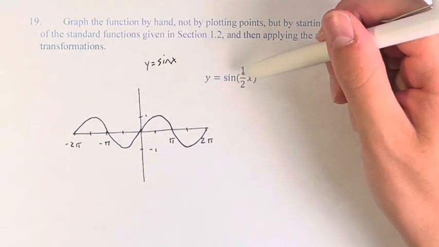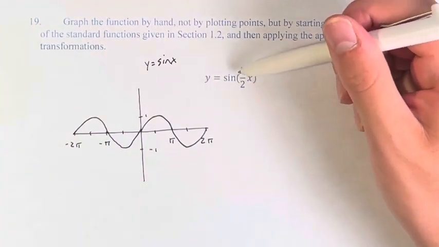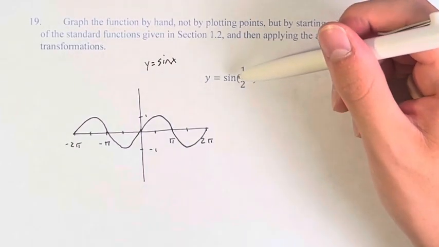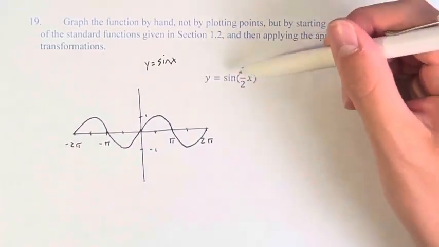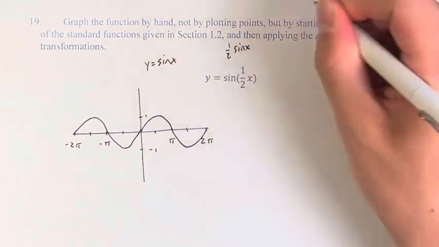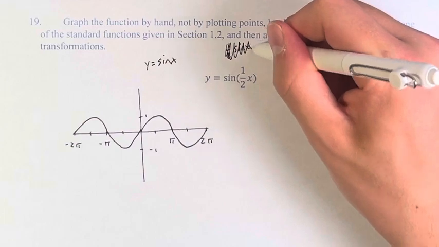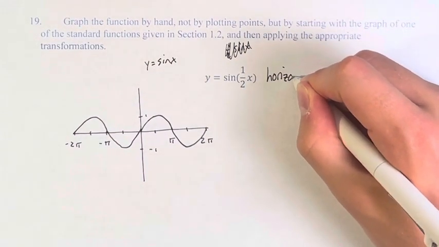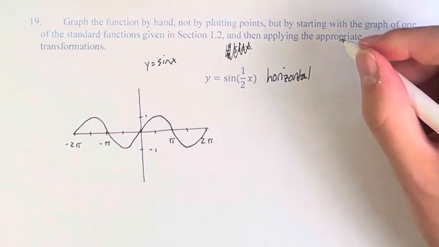So when you're dealing with a multiplication of the function by some number, that means you're dealing with a stretch or a shrink. The multiplication is being done within the function, right? It's not 1/2 sine of x. Therefore, it's horizontal. Is it a stretch or a shrink?